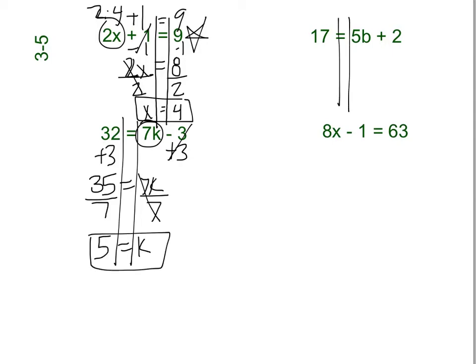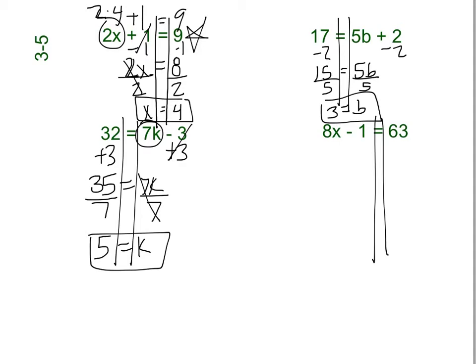For this one, I'm going to subtract 2 first from both sides. I get 15 is equal to 5b. Divide both sides by 5, and b is equal to 3. And the last one, I'm going to add 1 to both sides. I get 64 on the right. I get 8x on the left. Divide by 8. Divide by 8. I have x equals 8.